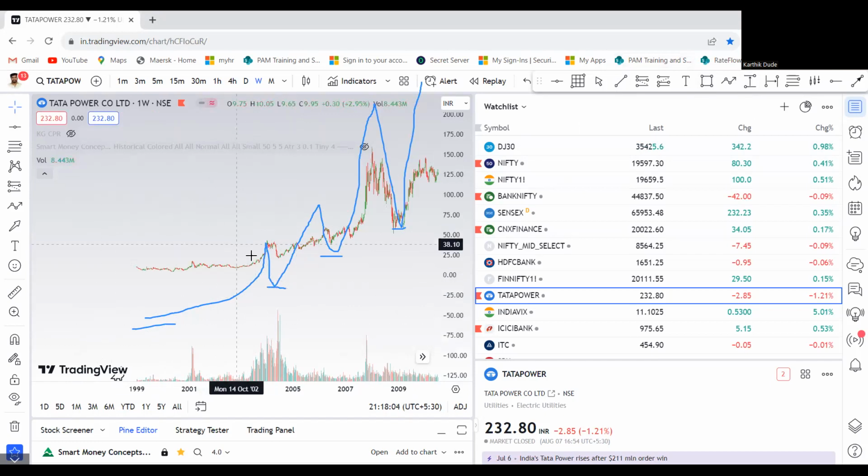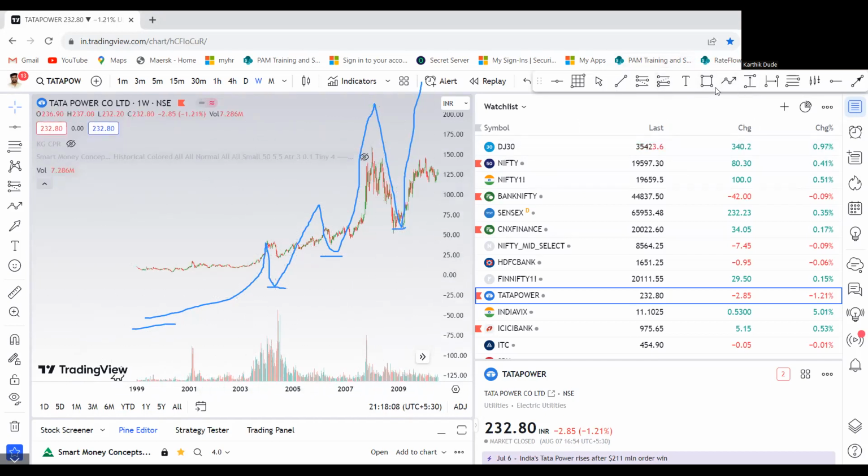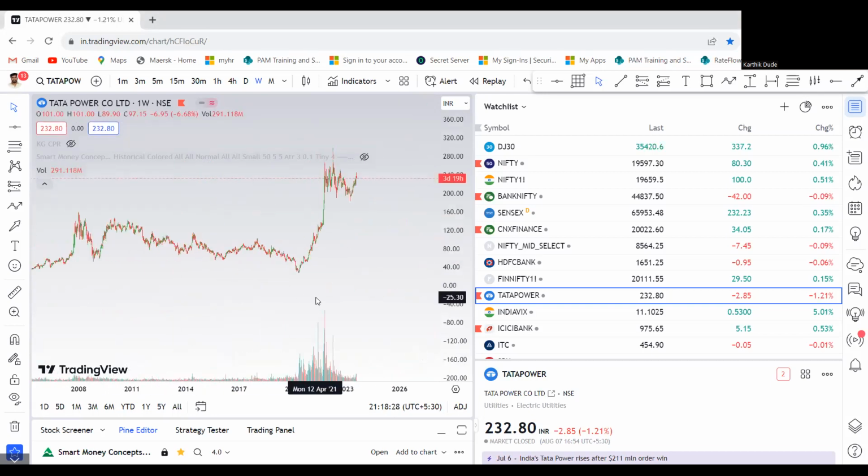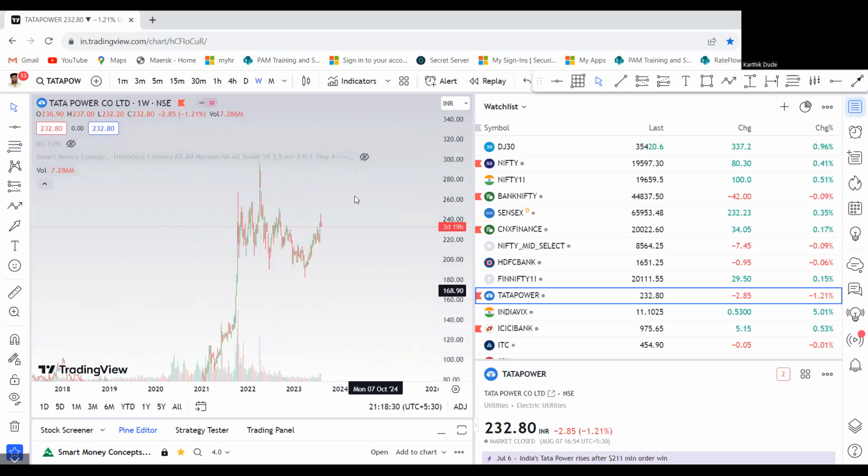Whenever you find two waves like this, whenever price retraces here, you buy the share here. Why do you buy here? Because there is a high chance price will go up, so you entered at the low and you have maximum profit potential. So you will take the maximum profit. So this is on the uptrend.